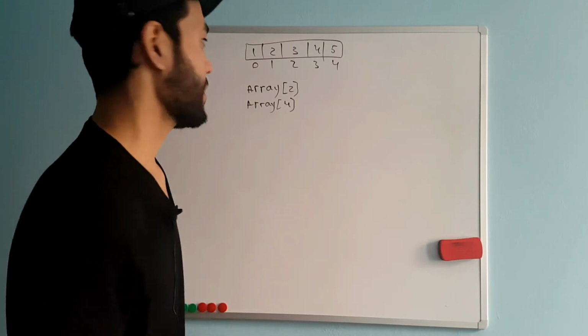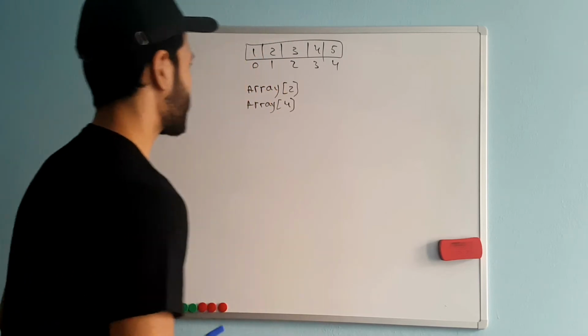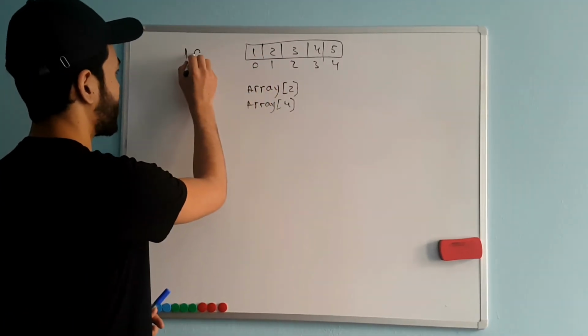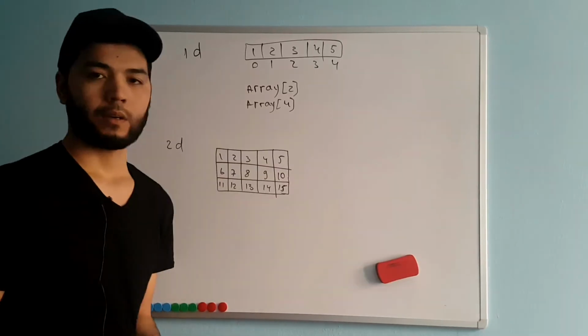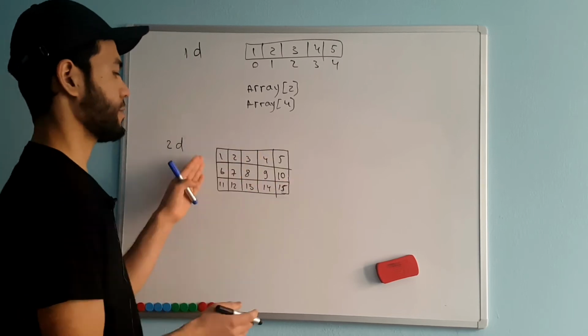Okay, the next type of arrays we have are multi-dimensional arrays. We'll start from the two-dimensional arrays. This is the two-dimensional array, and we have multiple columns and multiple rows.